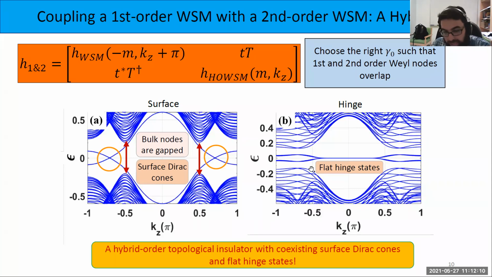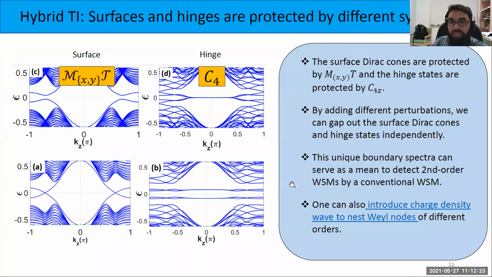The way that they are interesting, and we call them hybrid order topological insulator, is that these two are completely topologically protected with different symmetries. So they are topologically independent. To see that, let's look at these perturbations. Let's add a perturbation that breaks the surface symmetries, which turns out to be a combination of time reversal and mirror symmetries on the surface, but preserves the C4. As you can see, in this scenario the surface is gapped out, but the hinges are preserved. I can do vice versa.